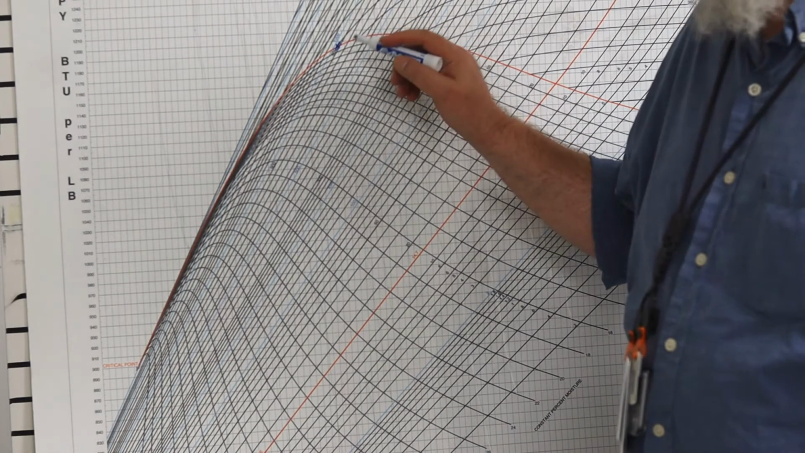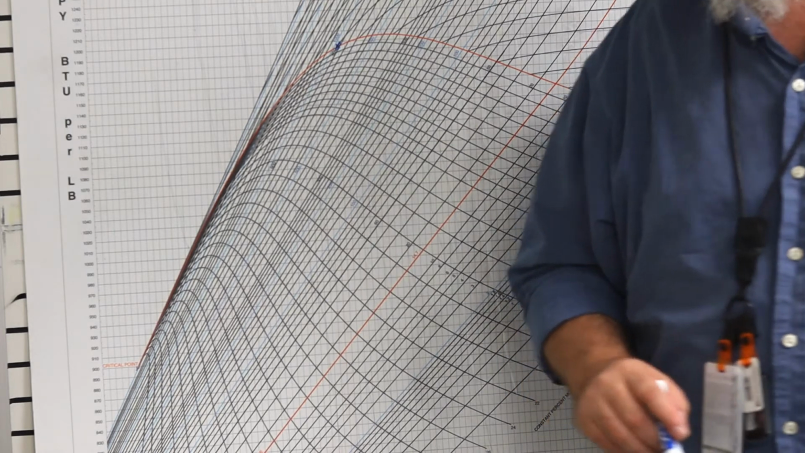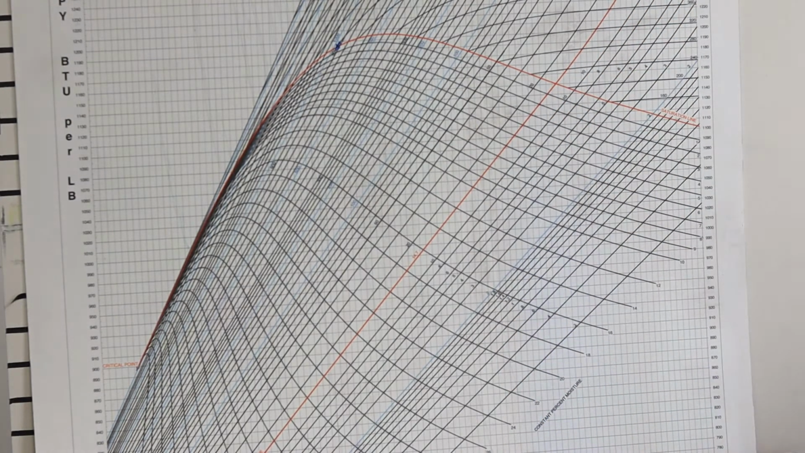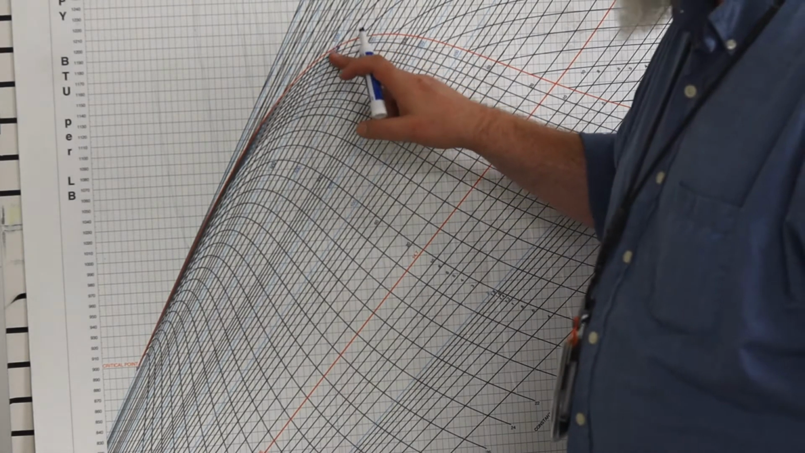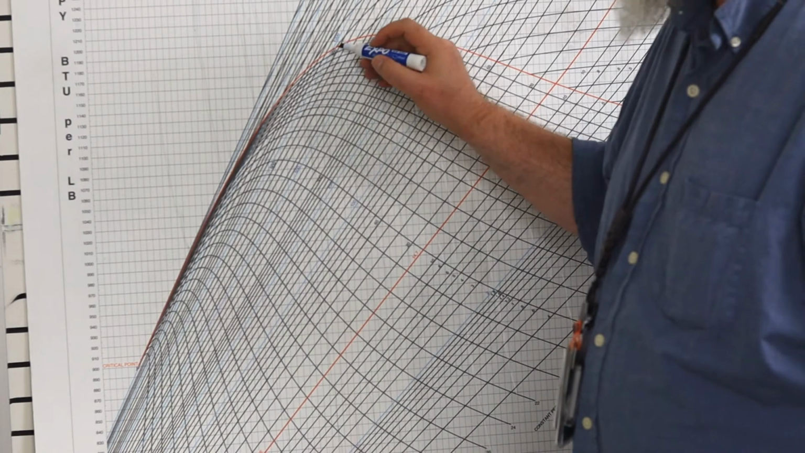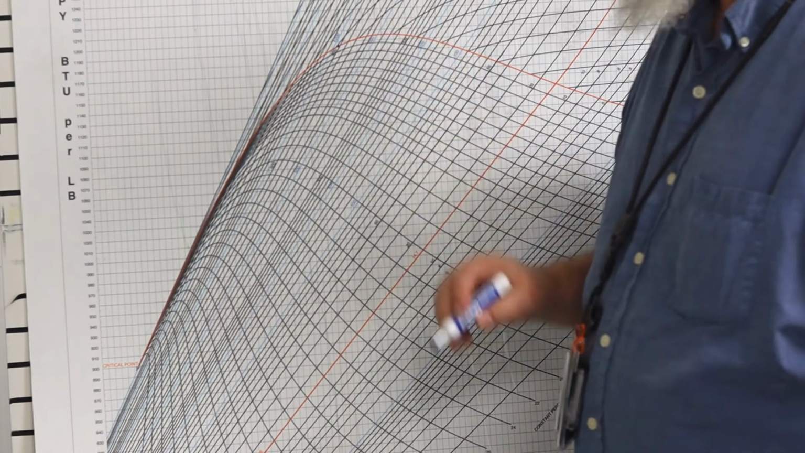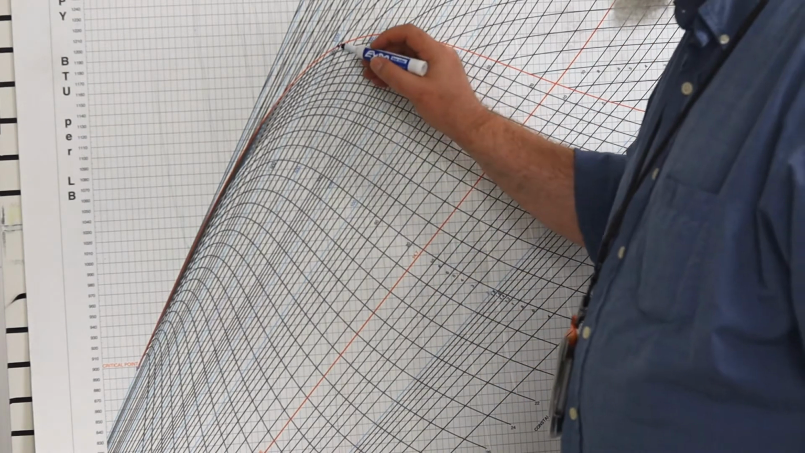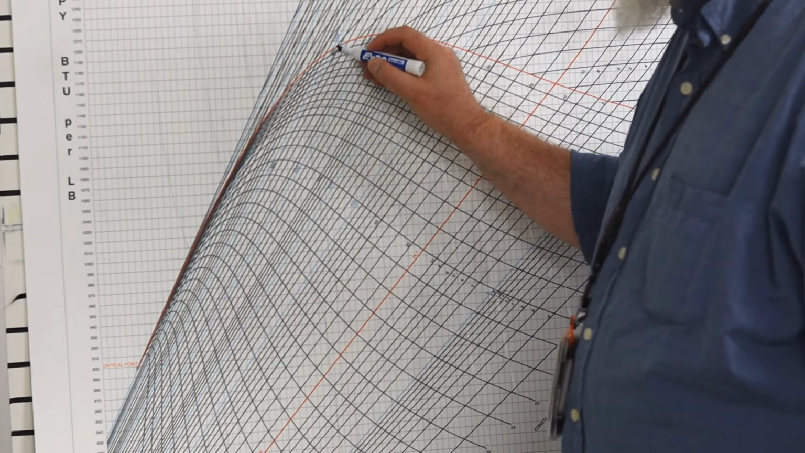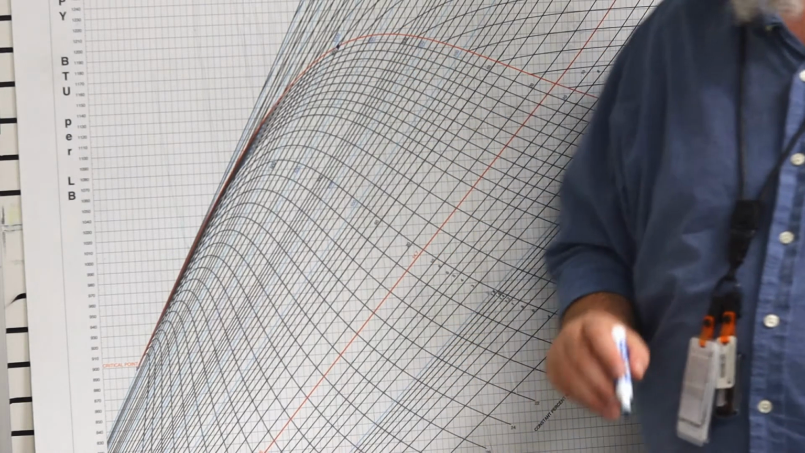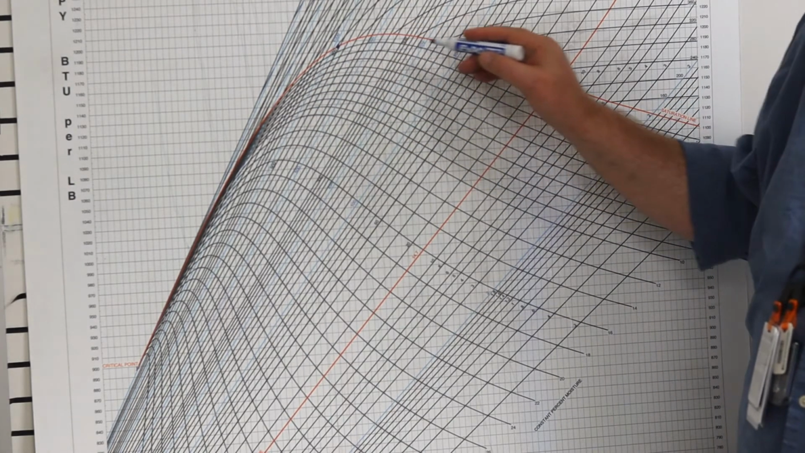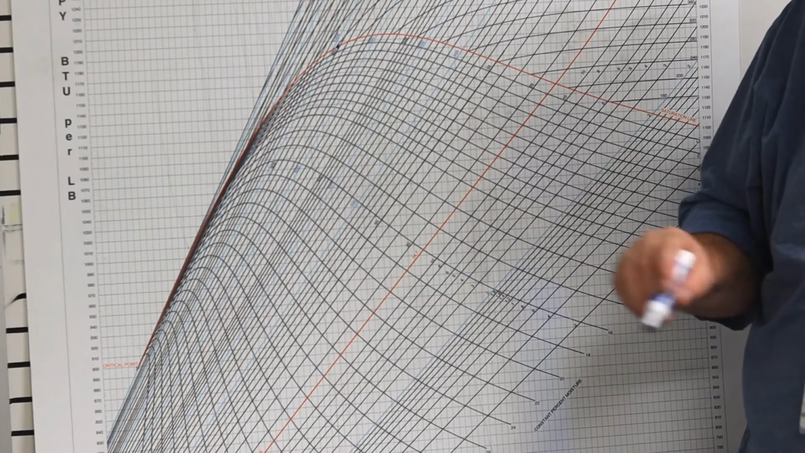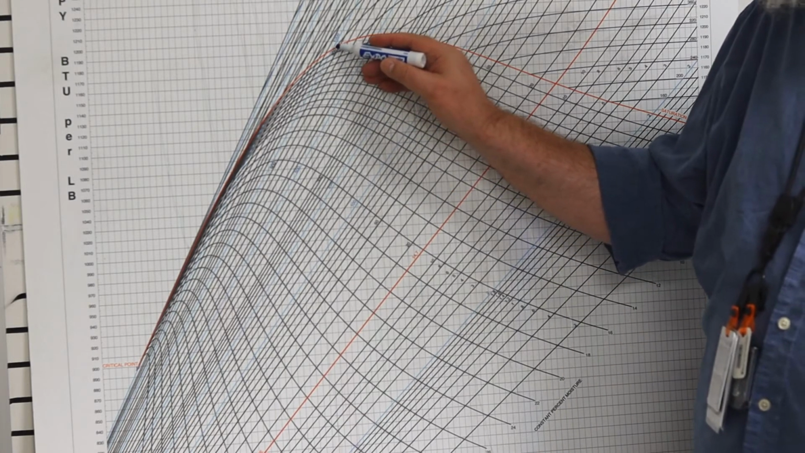Well, how do I know that I'm starting exactly on that red saturation line? It's because in the problem I said with a quality of 100%. There's a couple different ways of saying that. I could say dry saturated steam at 920 pounds. I could say steam with 100% quality at 920 pounds. Either way, I'm saying the same thing, and I'm telling you that that's where that pressure crosses that red line.